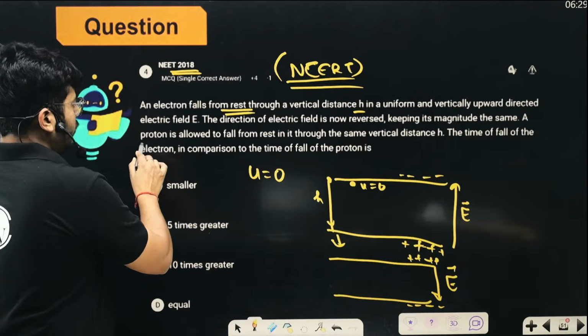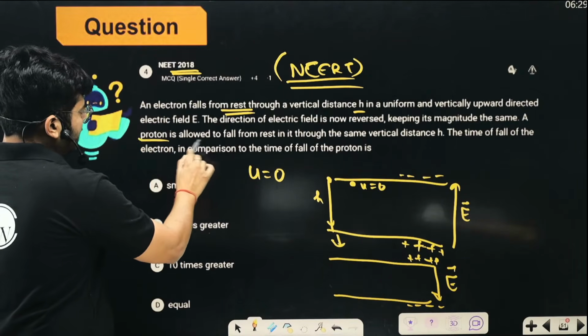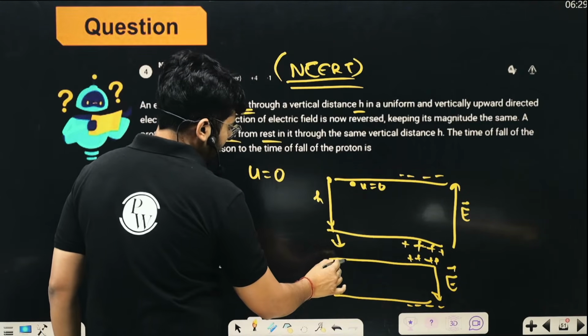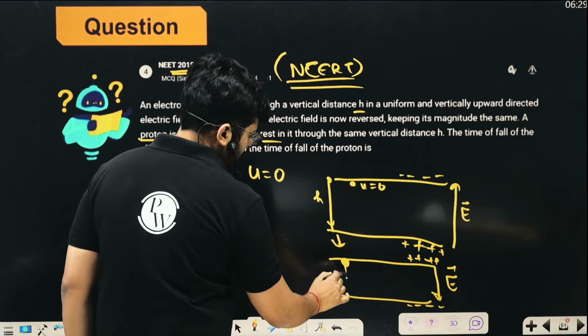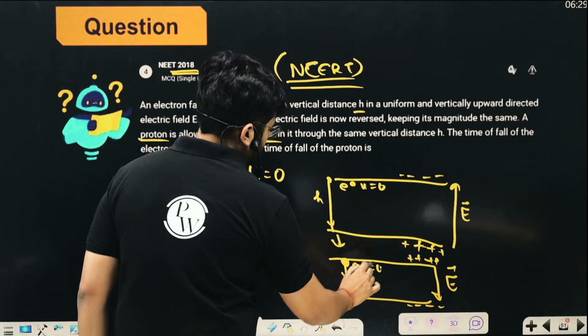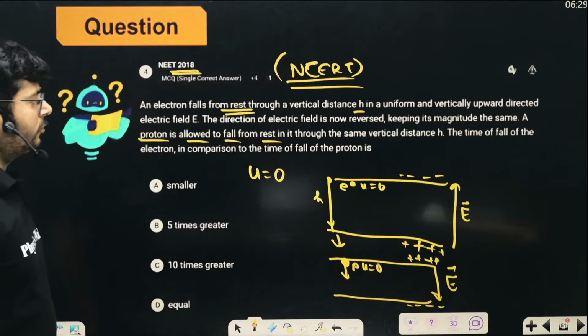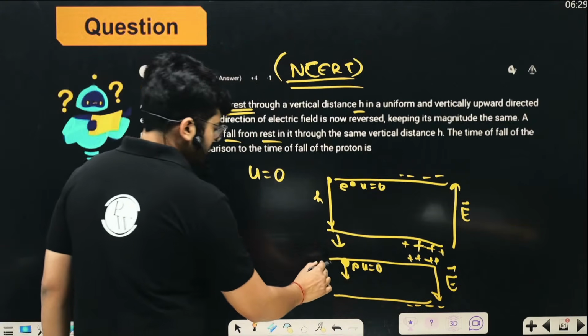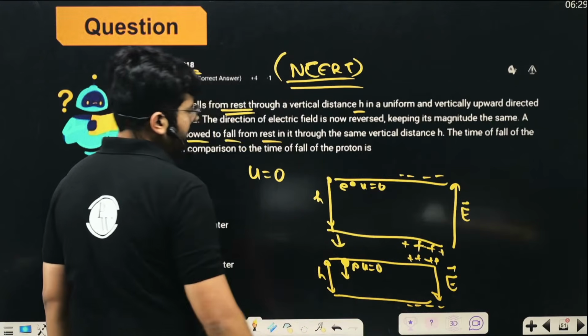Reversed, keeping its magnitude the same, and now a proton is allowed to fall from rest. So now we are allowing a proton to fall from rest. This is the electron and this is now a proton, right? Initial velocity of the proton is 0 through the same vertical distance h, okay?